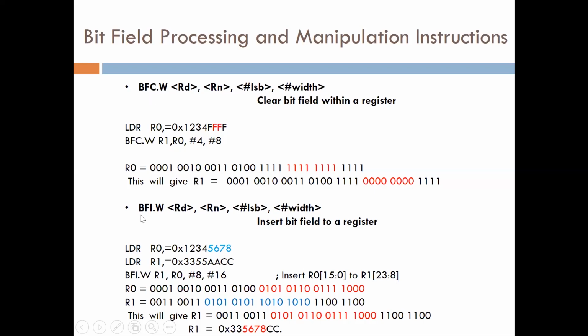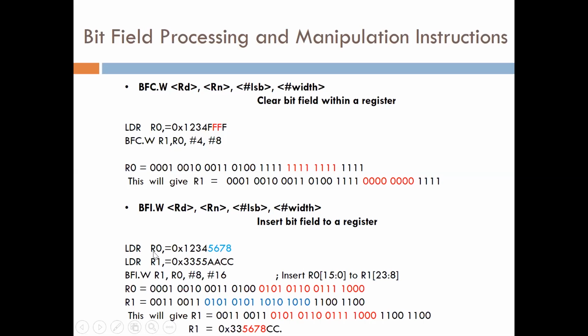Okay, next we'll move on to the next instruction, BFI. That is insert bit field into a register. So we have the syntax as bfi.w Rd, Rn, #lsb, #width. Now I have the instruction as shown in the example here. Before we go to the example, I am storing the source register. I'm using two registers, Rn and Rd, as R0 and R1, the source register and destination register.